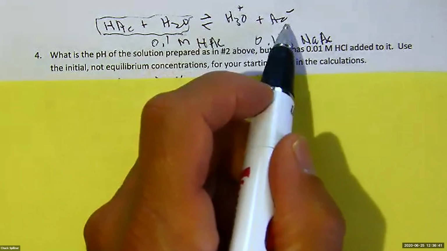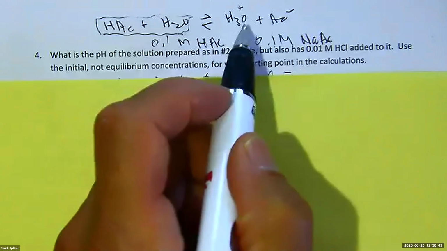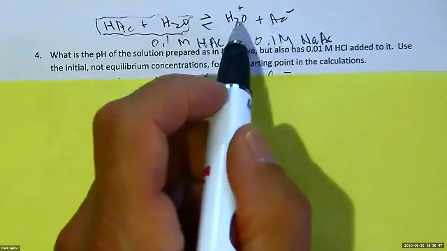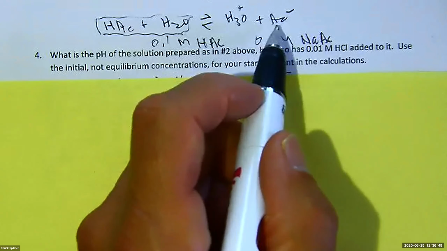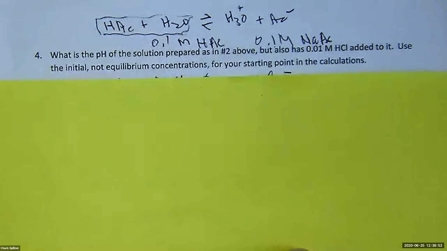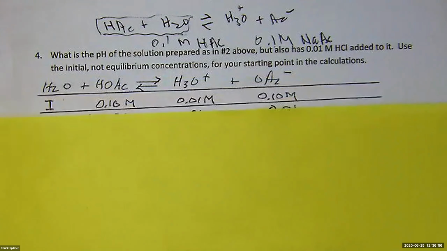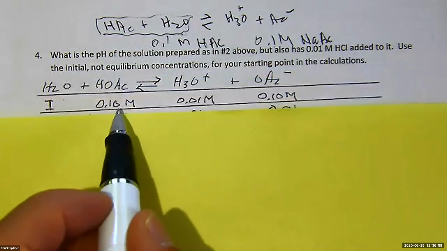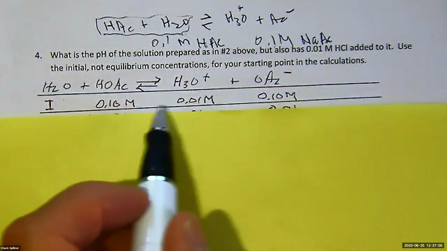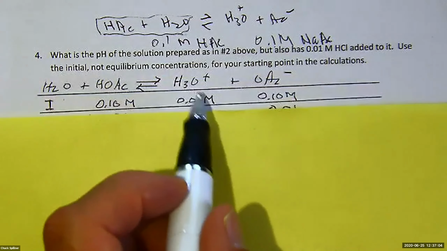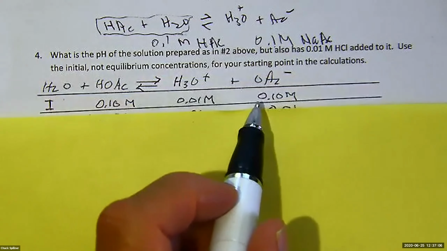Now, when we added acid before, there wasn't any acetate ion. So the acid just stayed there in problem 3. But if we have acetate ion present, the HCl that we add is going to react with the acetate. So if we make our ice table, when we start off, we have 0.1 molar acetic acid, 0.01 molar HCl, hydronium, and 0.1 molar acetate.